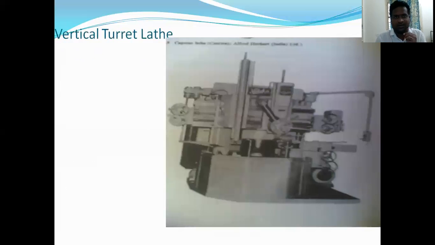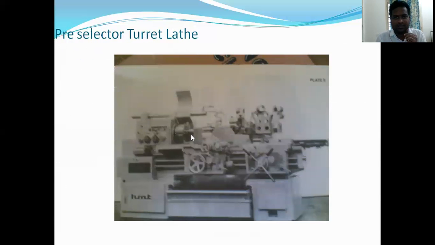So this is the vertical turret lathe. In the diagram we are observing the vertical turret lathe. It can be moved in two axis directions. Pre-selector vertical lathe, pre-selector turret lathe.